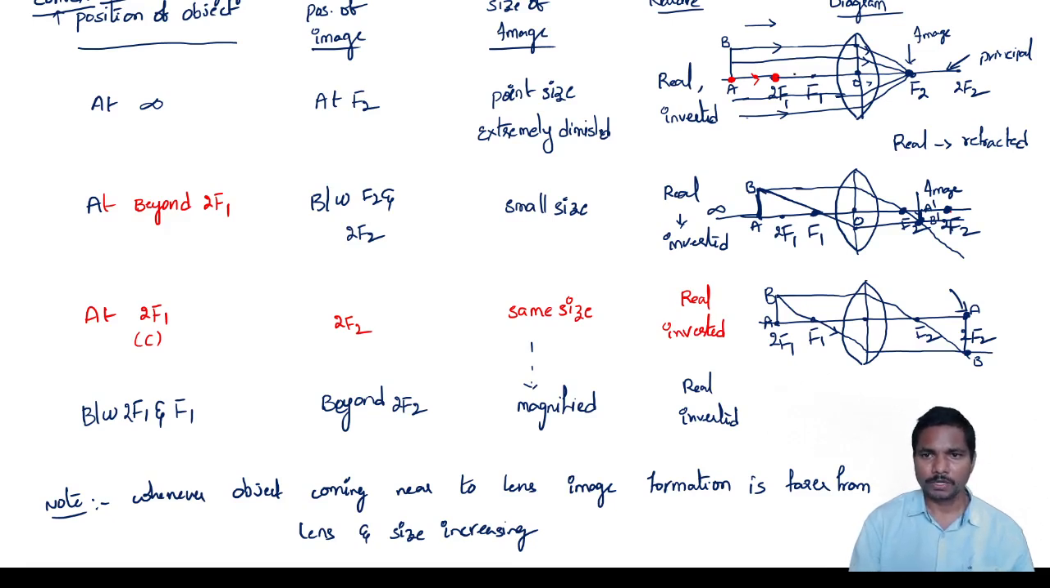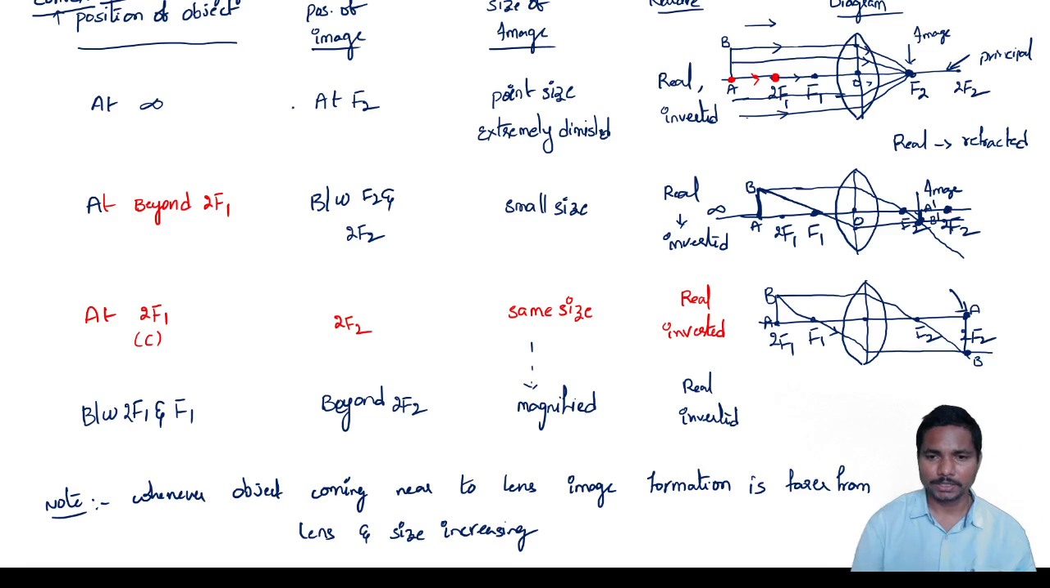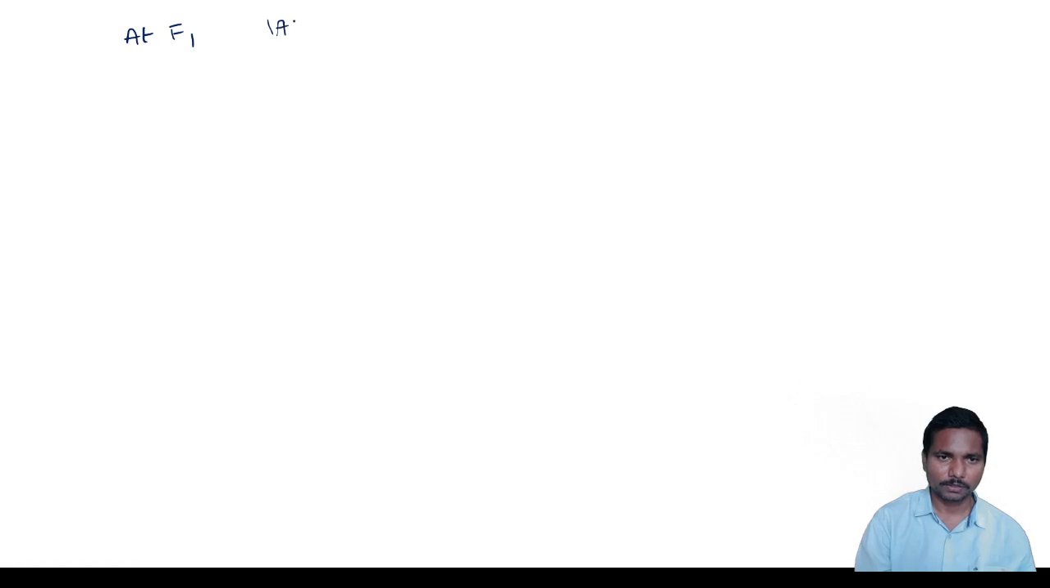Now coming to the next one. Between 2F1 and F1 is also completed. Now at exactly F1, after this F2 there is a chance of infinity only. So at infinity: object position, image position, size of image and nature of image. At infinity means extremely magnified, very big image, real and inverted.